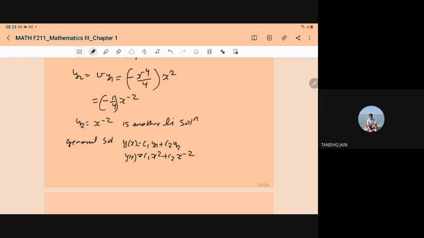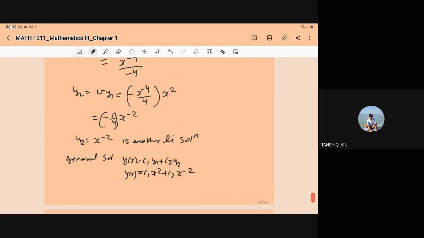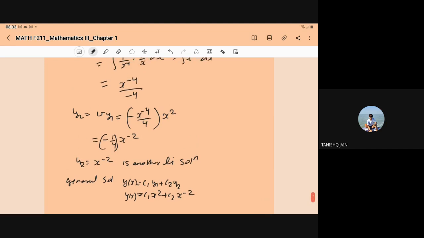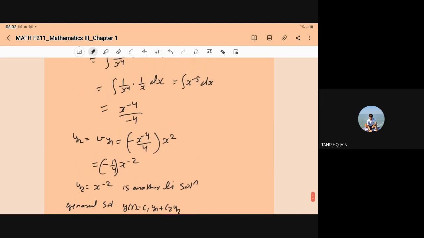Sir, while integrating for v, why don't we write the constant? I mean, we wrote v is minus x to the power minus 4 by 4, why don't we write plus c there? Constant of integration, you are writing here. If you write the constant, that will come also in this only.